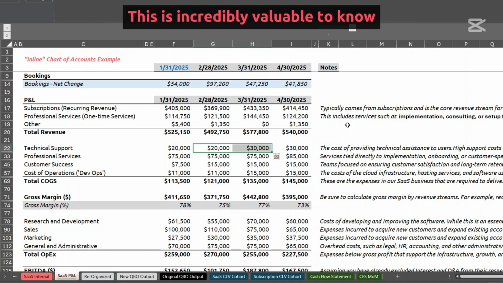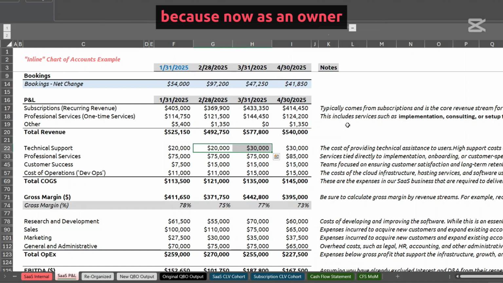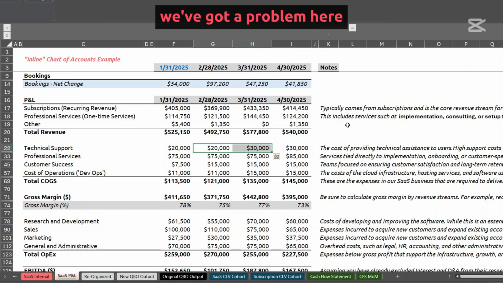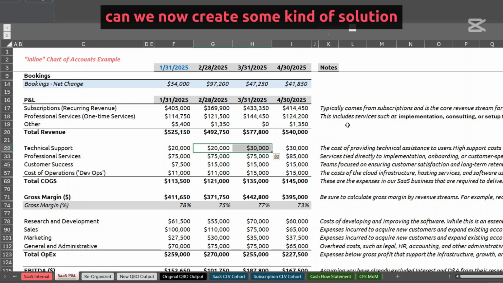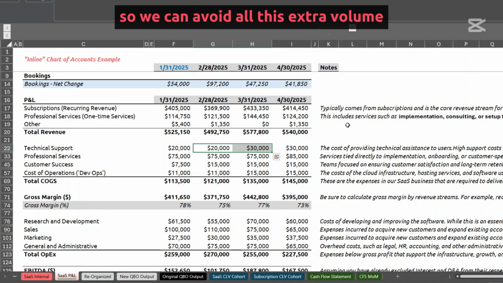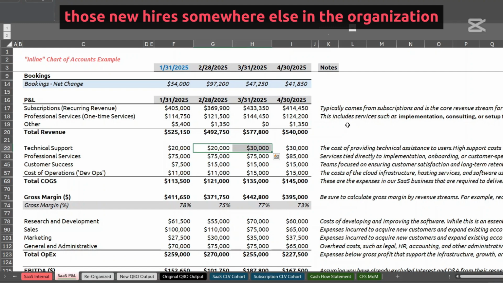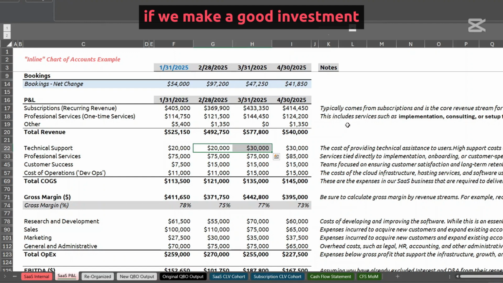This is incredibly valuable to know because now as an owner, I can go to my other departments and say, hey, we've got a problem here. Can we now create some kind of solution so we can avoid all this extra volume, or at least reduce it in a drastic way so we can redeploy those new hires somewhere else in the organization, or consider the fact that we maybe don't need them if we make a good investment in fixing this usability issue.